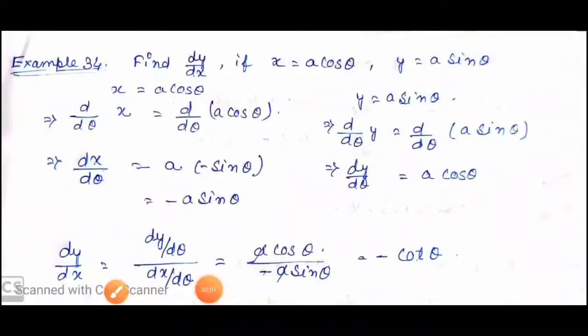So whenever we have to find dy by dx and x is a function of theta, y is a function of theta, that means some other variable, the third variable, and the third variable is called parameter, and derivative of this kind of functions are called derivatives of functions in parametric form.